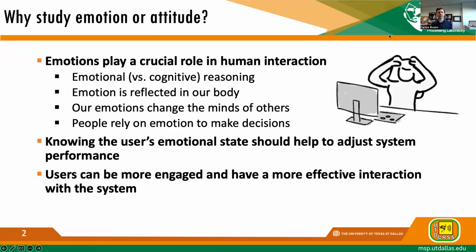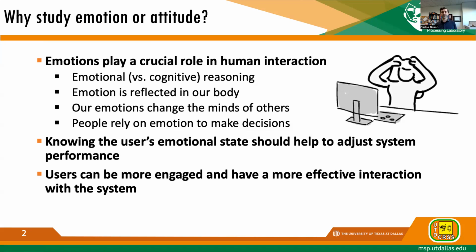Emotion plays a crucial role in our human-human interactions. It changes the way that we make decisions. It is reflected in our gestures, in our facial expressions, in our speech. Other people perceive that information and make assessments about our emotions, and that dictates the way that we communicate.